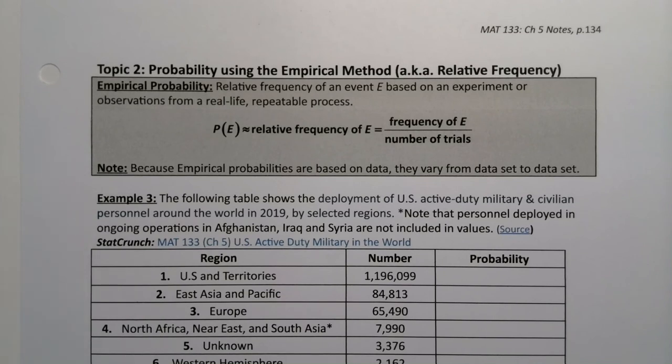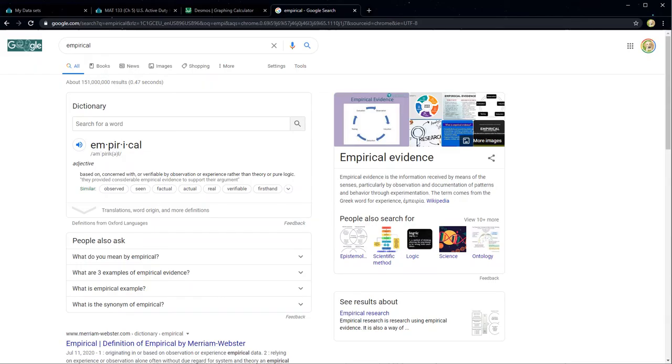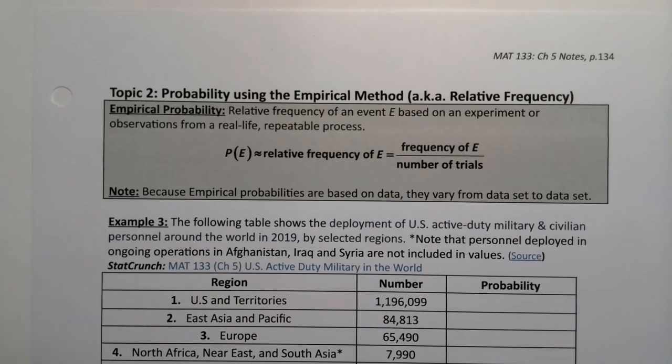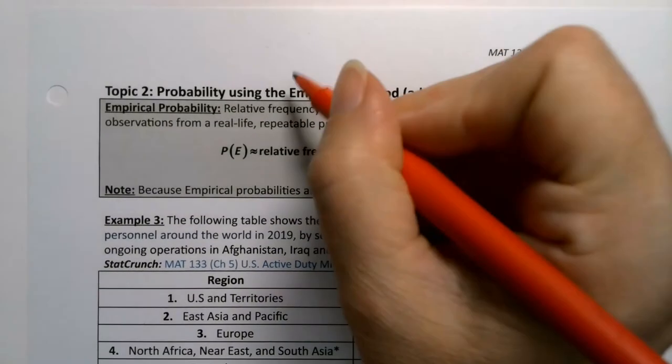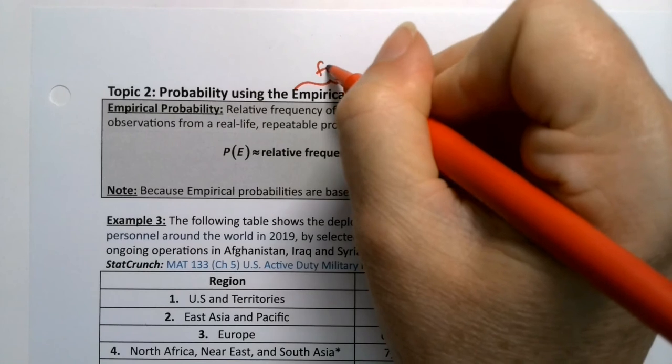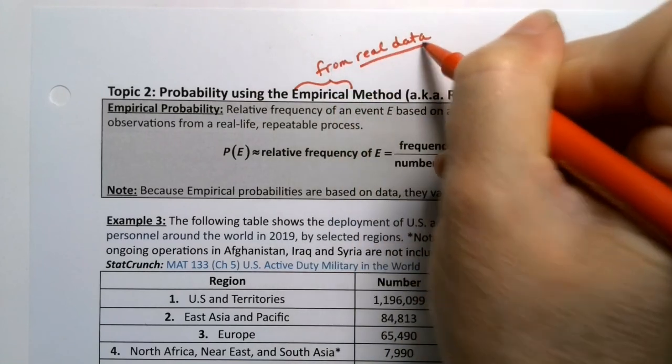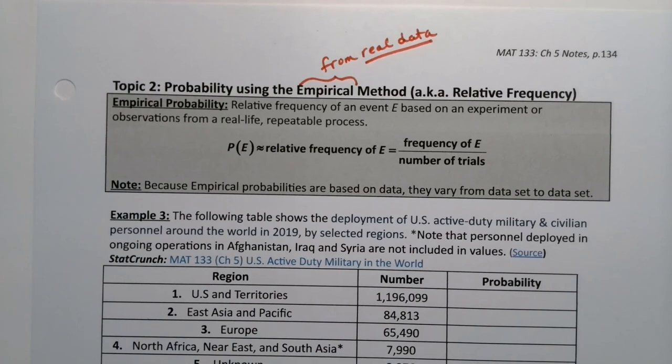Now, empirical is a definition that you may have seen maybe in science class. I just Googled it for you. It's based on or concerned with or verifiable by observation or experience rather than theory and pure logic. So it has to be from observation and experience. In other words, it has to be from real data. So when we see empirical, that means from real data, like that.